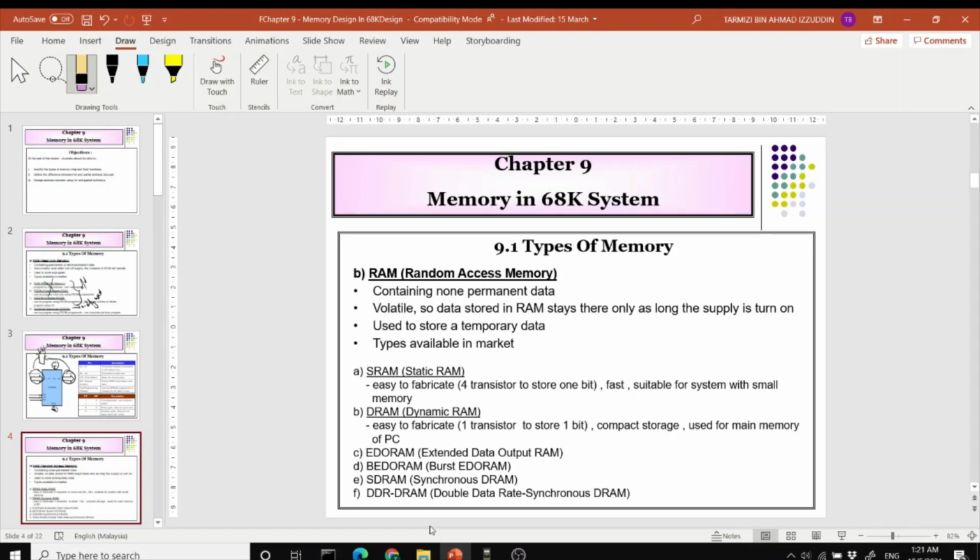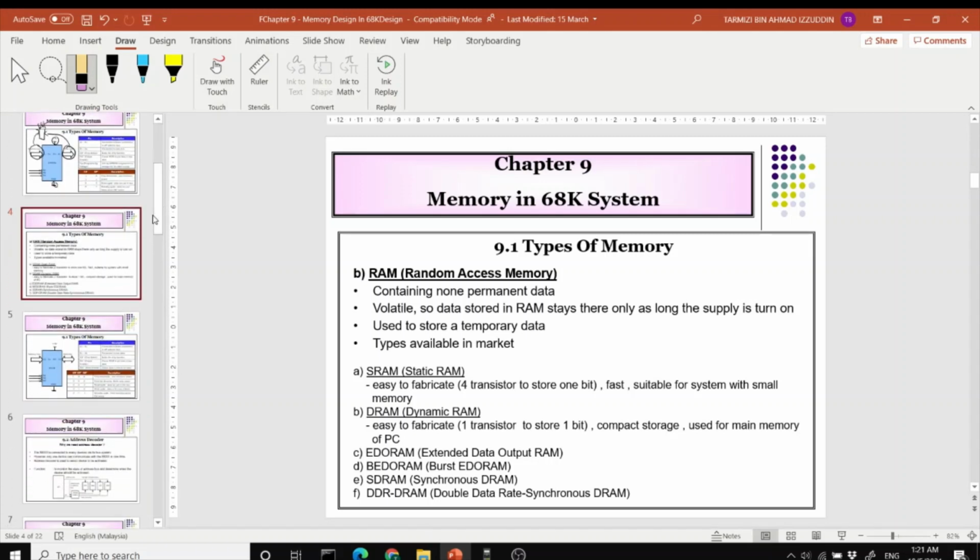RAM is what we call a random access memory. Random access memory is different from ROM. It is a volatile type of memory, meaning that the data stored in RAM will stay there only as long as the power supply is still on. It is used to store temporary data.